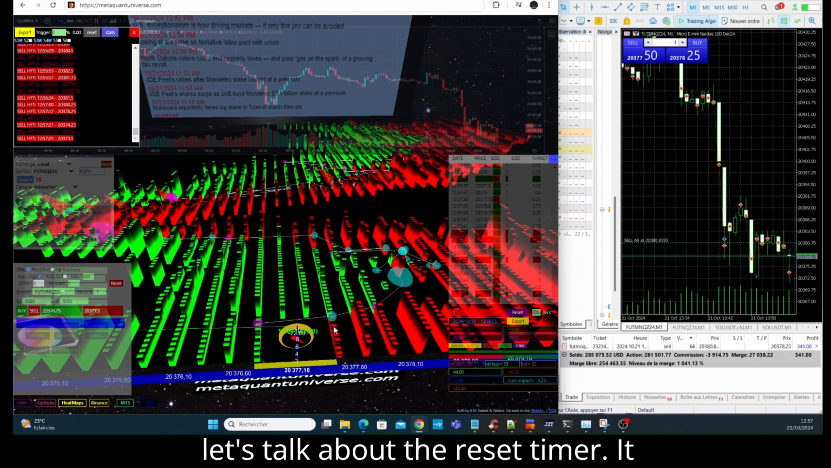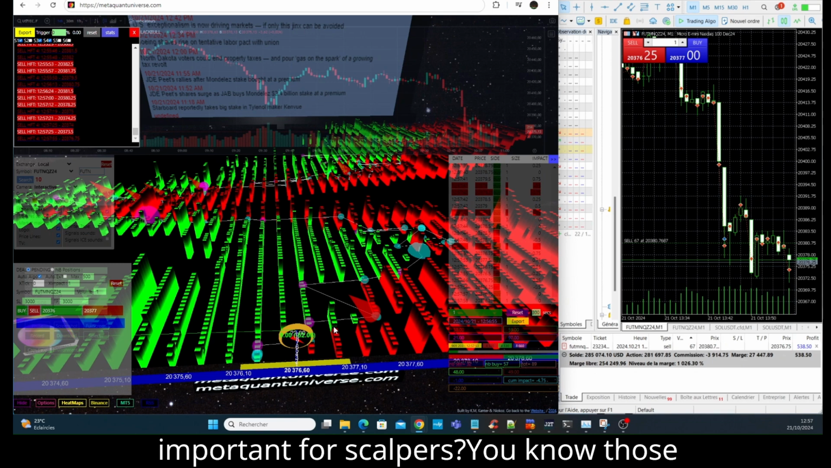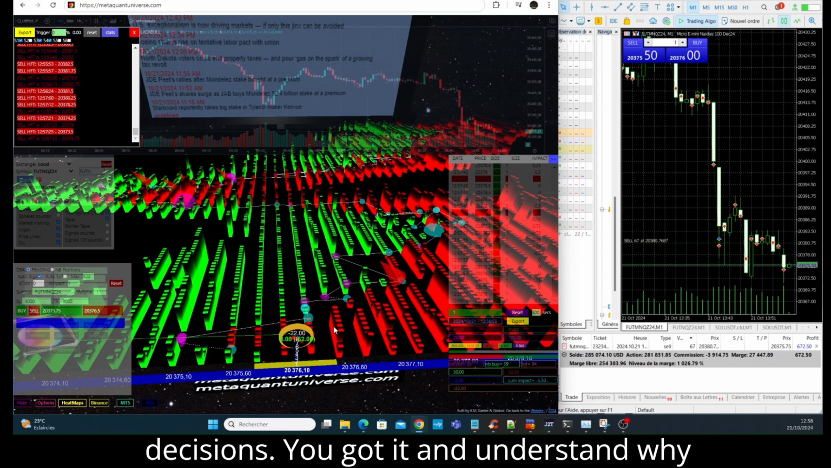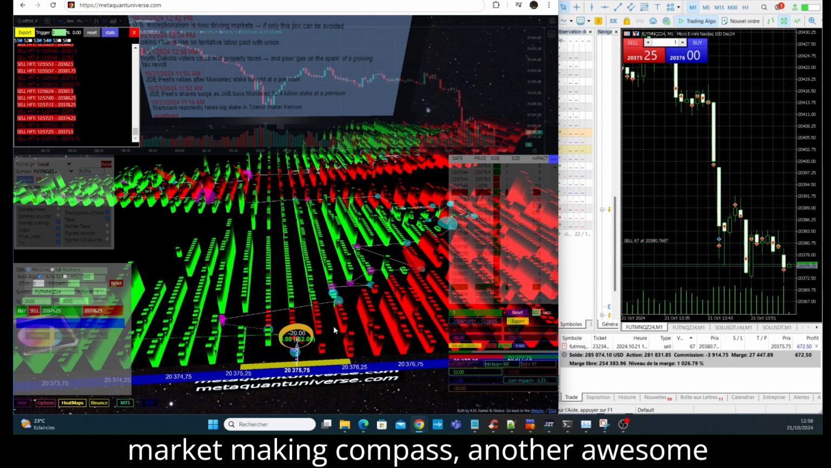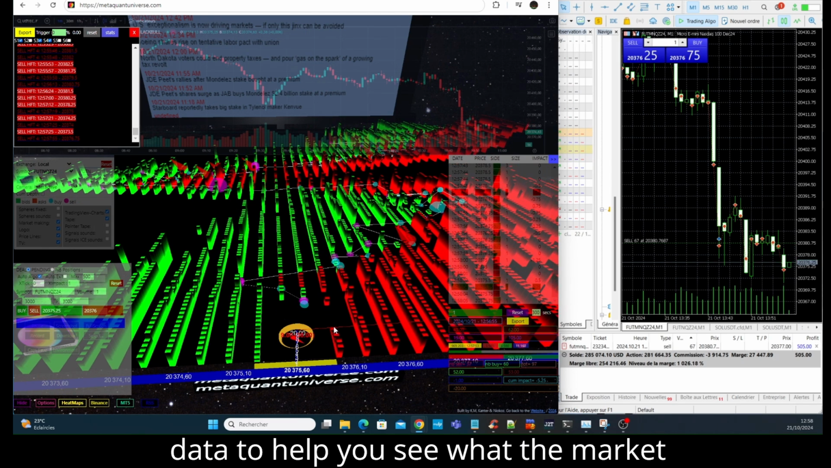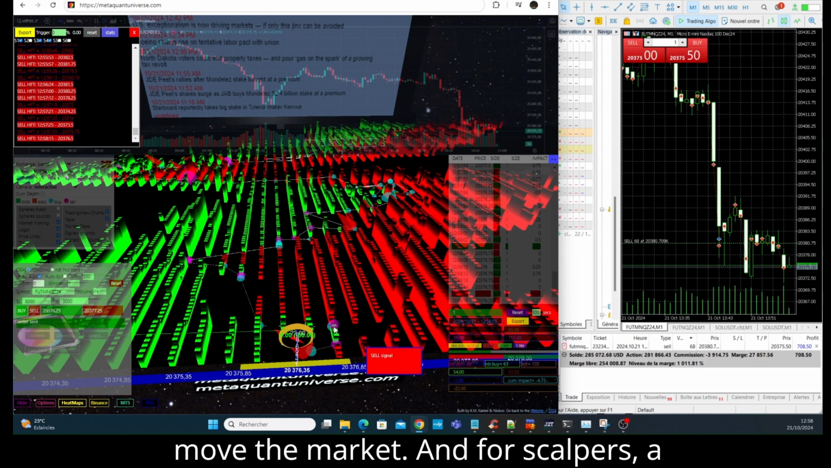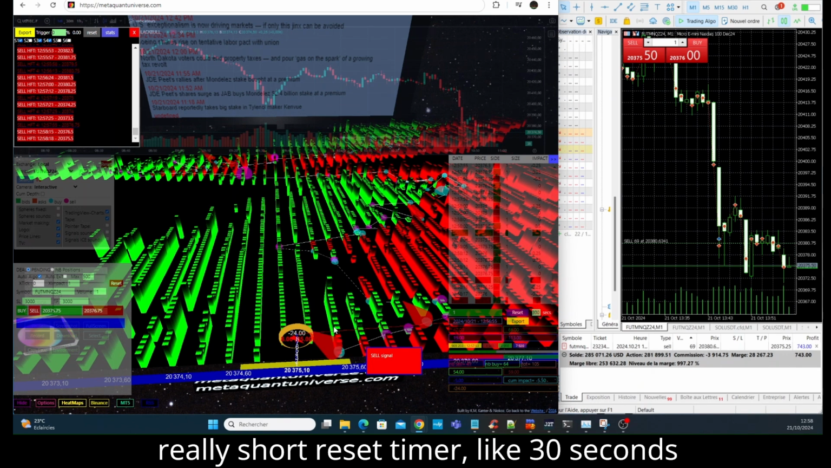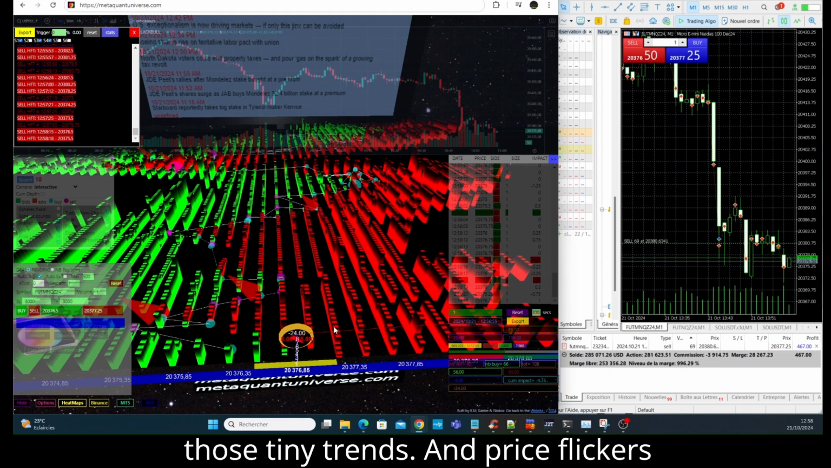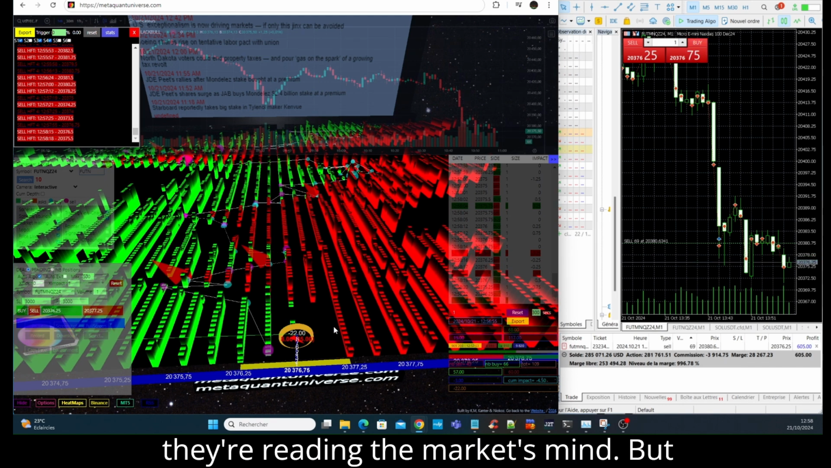So let's talk about the reset timer. It basically tells us how often the tape data refreshes. Right. But why is that so important? For scalpers, those folks who make split-second decisions. You got it. And to understand why it matters, we have to talk about the market-making compass, another awesome tool. MetaQuant 4D uses the tape data to help you see what the market makers are doing. Right, the big players who can move the market. And for scalpers, a really short reset timer, like 30 seconds, is absolutely crucial. So basically, they need the freshest data possible to catch those tiny trends and price flickers that HFT algorithms create. It's like they're reading the market's mind.